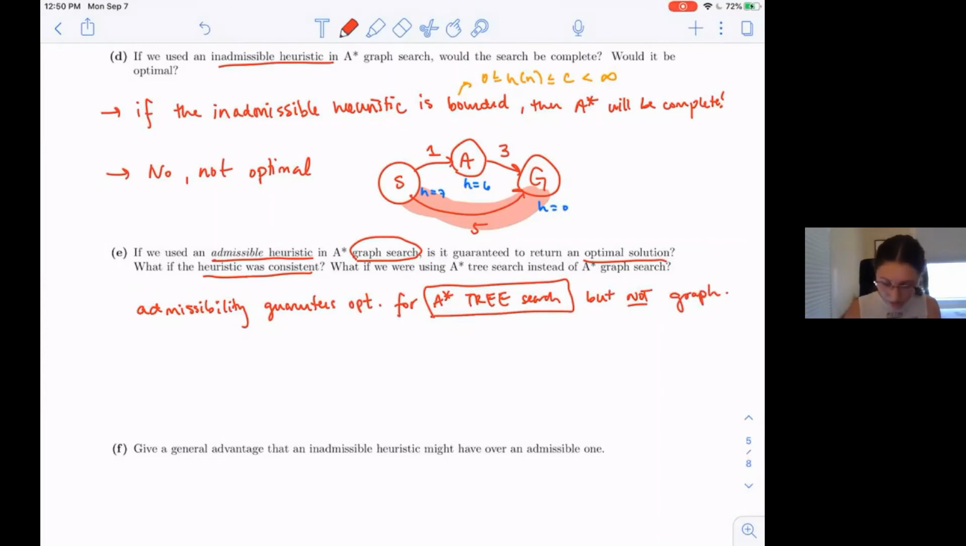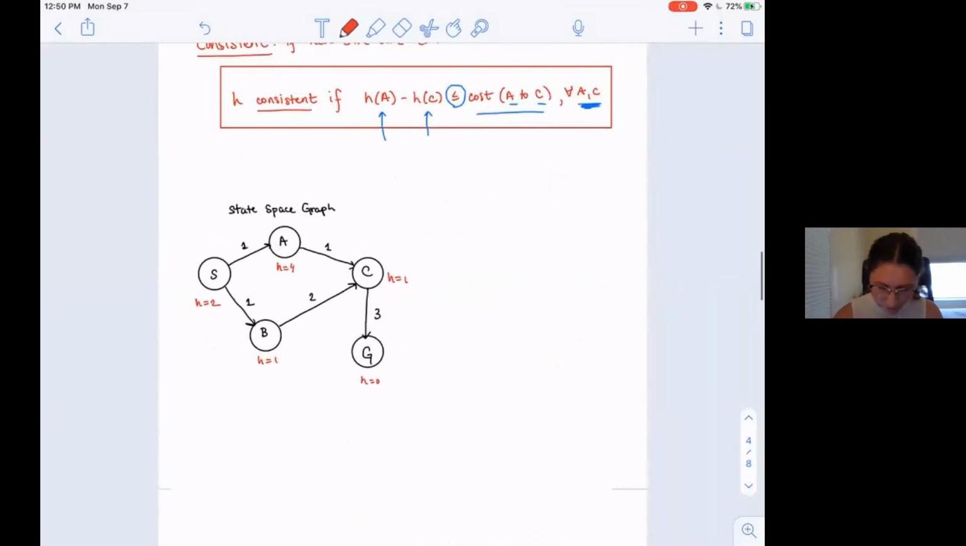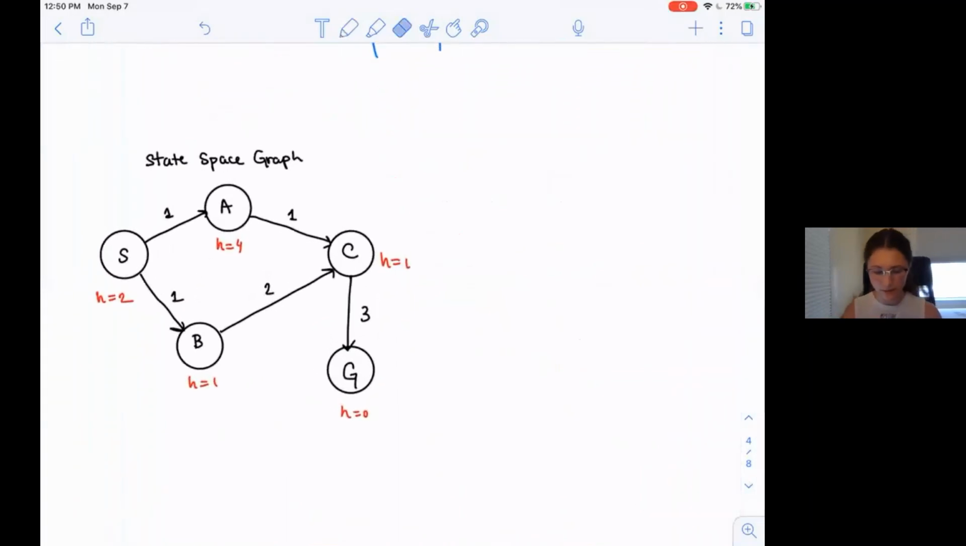For graph search, we need this notion of consistency to be actually able to find an optimal solution. So if the heuristic is consistent, then A star graph search is optimal.